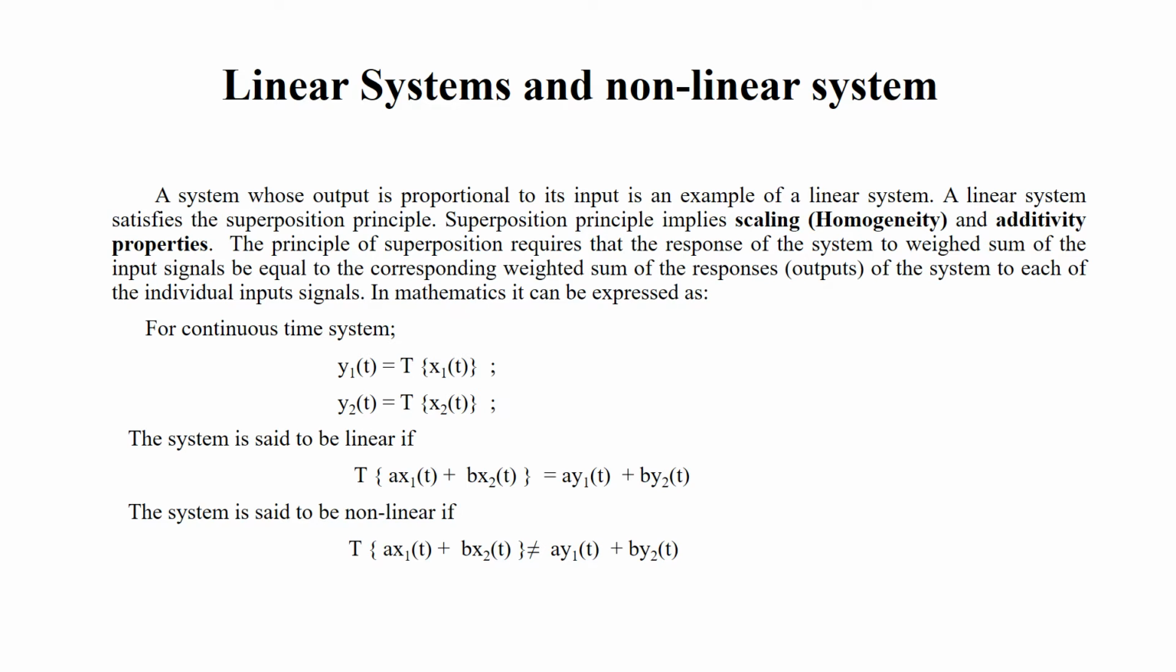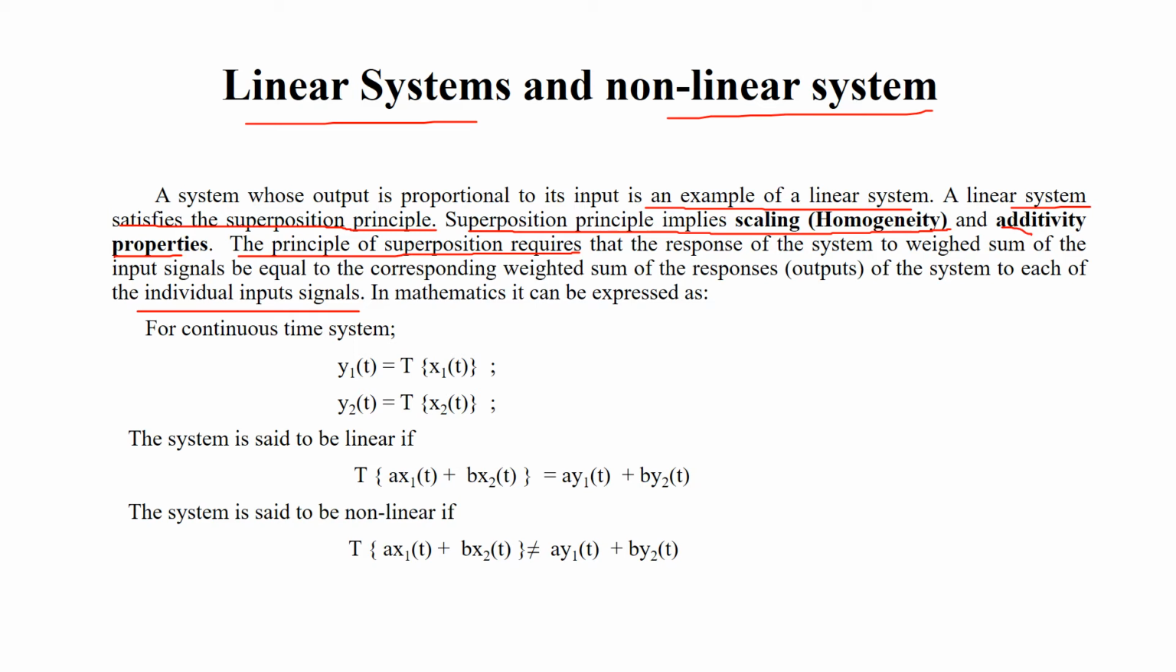Now first we will study the linear system and non-linear system. A system whose output is proportional to the input is an example of a linear system. A linear system satisfies the superposition principle. What is superposition? The superposition principle implies that the system must satisfy the scaling or homogeneity and additivity properties. The principle of superposition requires that the response of the system to a weighted sum of input signals be equal to the corresponding weighted sum of the responses of the system to each of the individual input signals.